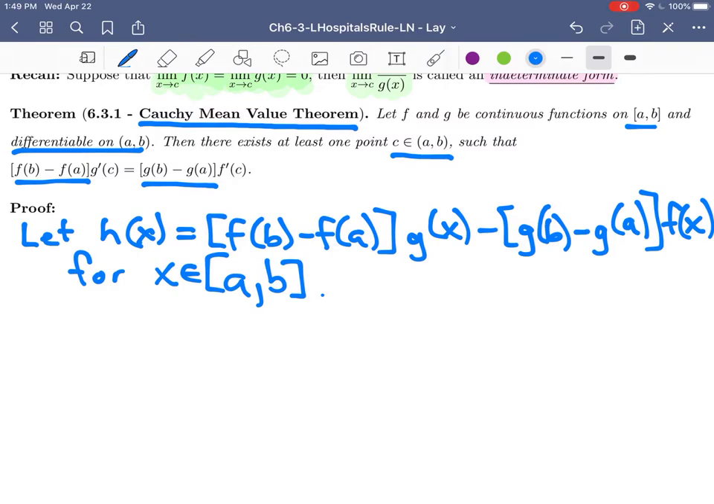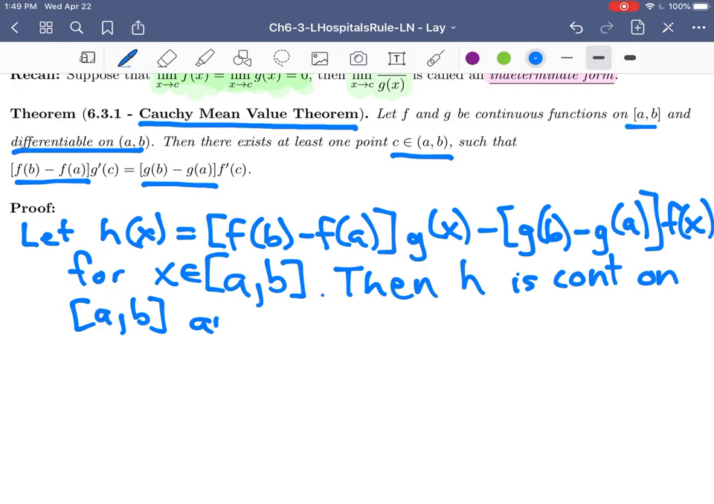Then what can we say about h? Well, then h is continuous on that closed interval, and it's differentiable on the open interval from a to b.